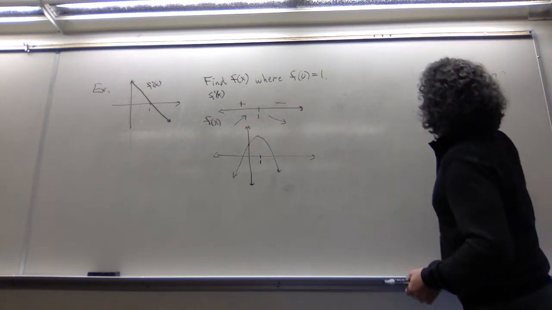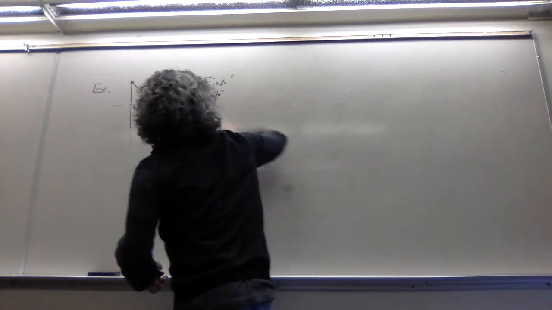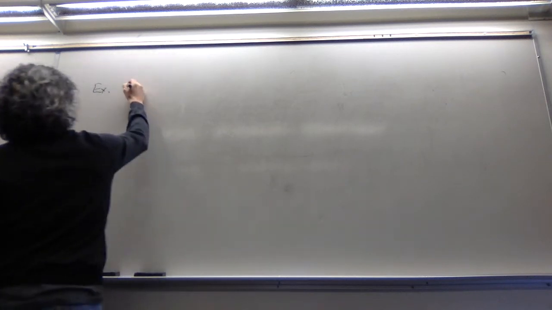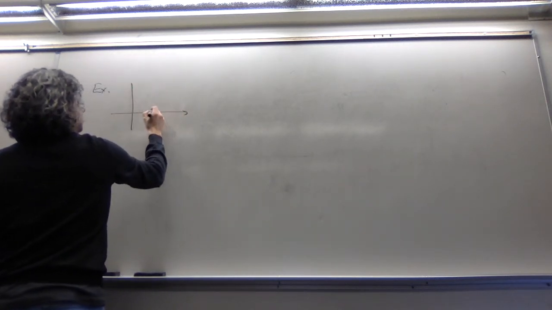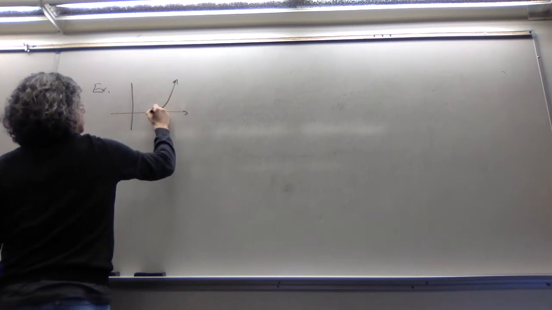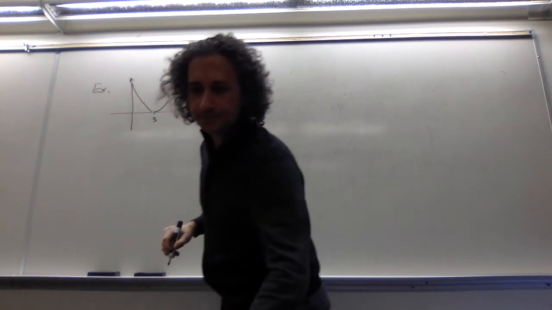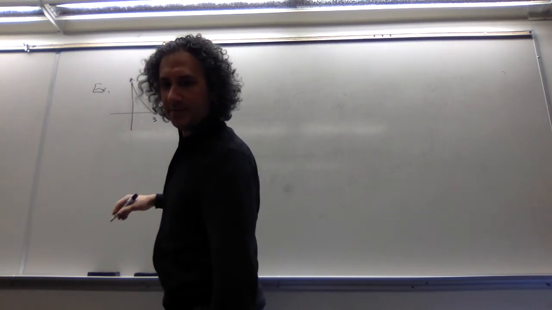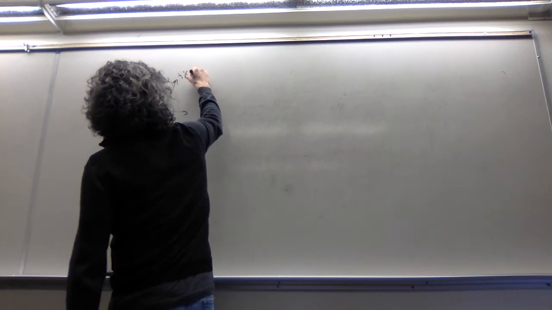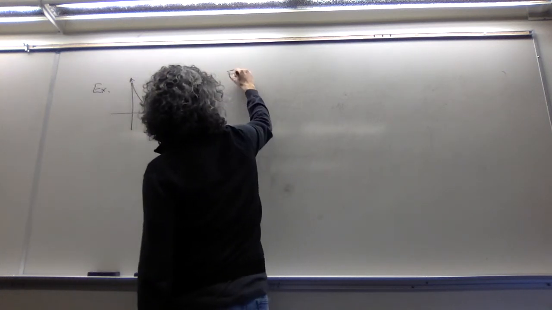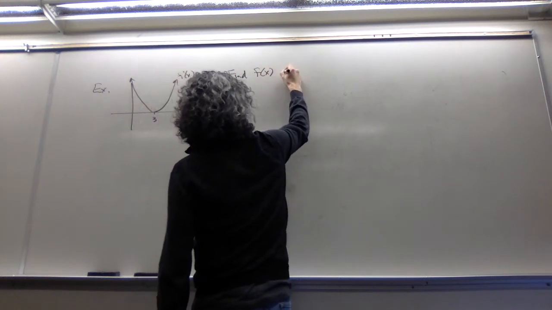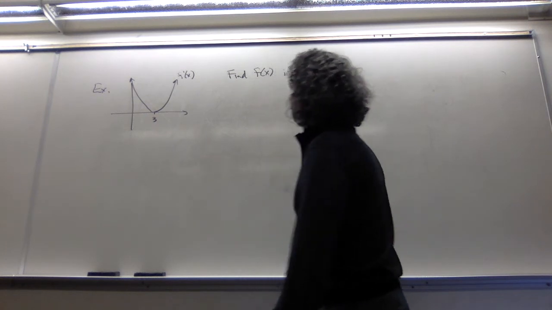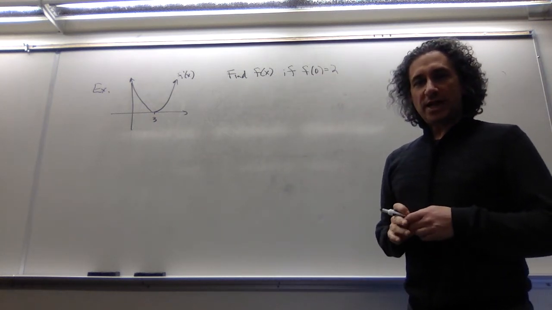All right, I have one final example for this lecture. And once again, I invite you to try it out first without actually looking at the solution. So this one's a little bit more interesting. This one is f prime of x again. And once again, let's find f of x if f of 0, let's say, equals 2. So give this one a shot.